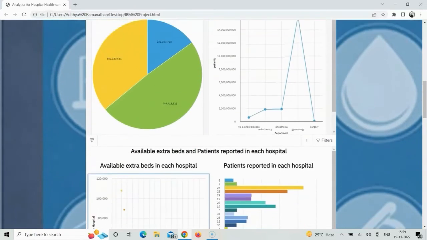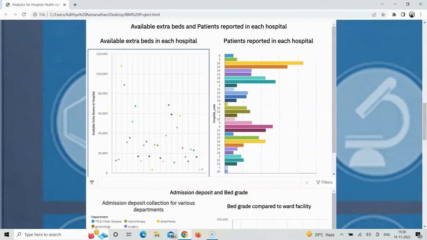It's based on the available extra beds in the hospital. On the left hand side, we see a scatter plot in which we can infer the information of available extra beds in each hospital. We have a hospital code for every hospital. From that, we can infer how many extra beds have been available in each hospital.